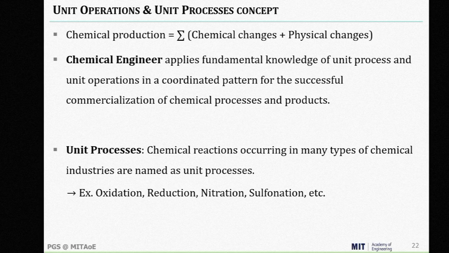The chemical reactions occurring in many types of chemical industries are named unit processes. The chemical reactions such as oxidation, reduction, nitration, and sulfonation are called unit processes in the chemical industries. Now we'll discuss these unit processes one by one.